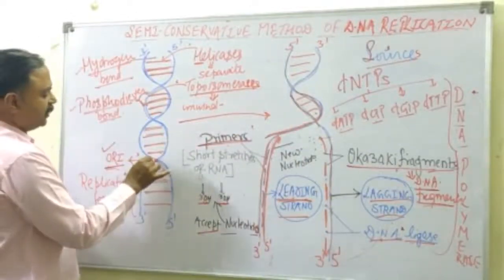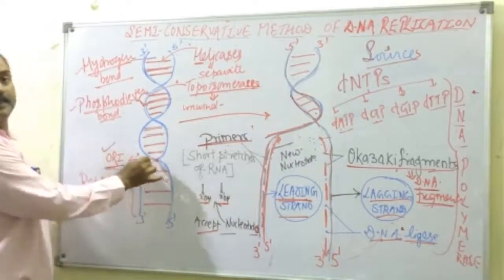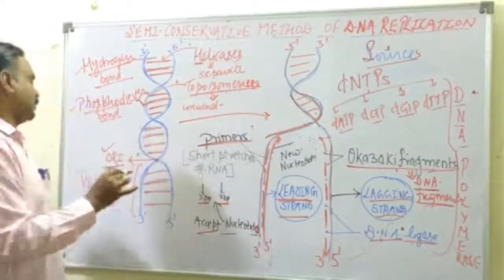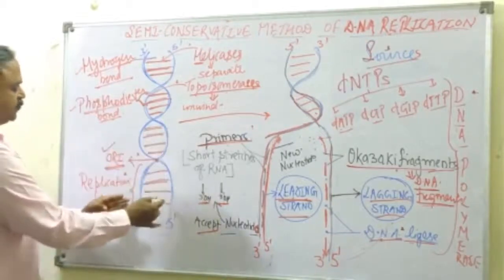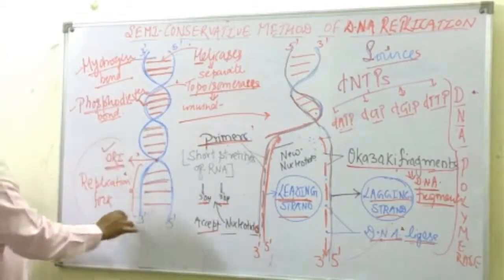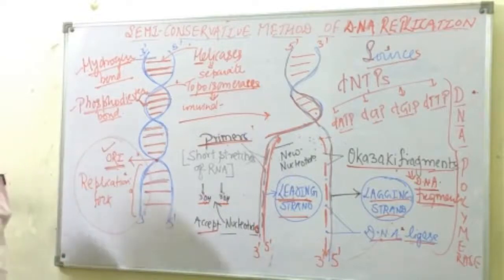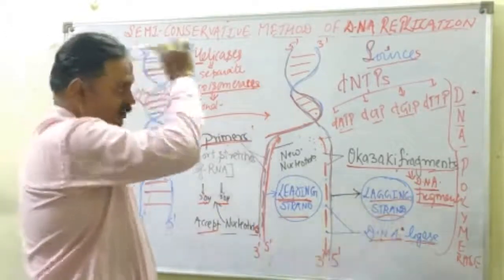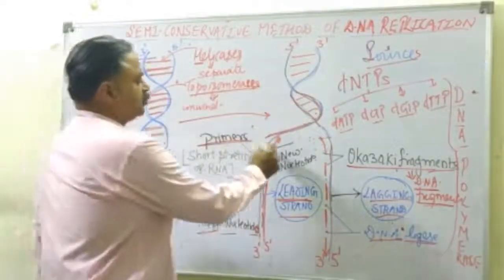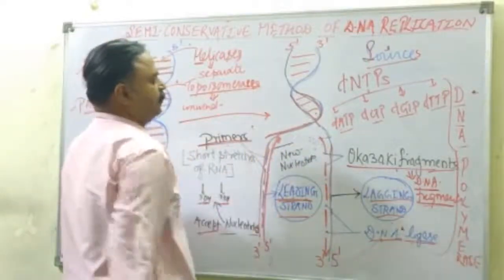And this point where the replication starts is called the origin of replication, ori. And it looks like a fork. So this part is called the replication fork. So now let us see how the process proceeds. Now these two separate strands are called templates.